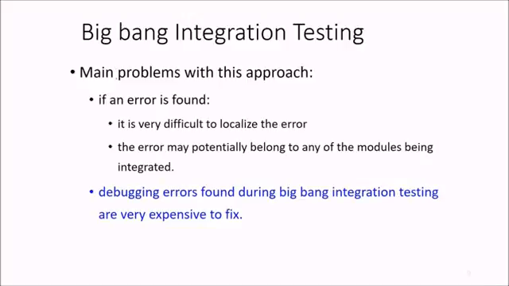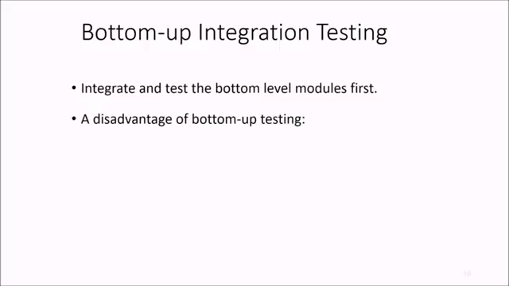And what were the problems? If an error is found, then the localization of the error, or finding the point of error, is very difficult. Once they are integrated, we cannot find which module exactly, or potentially from which modules this error might have been generated. And debugging errors which are found during big bang integration testing are quite expensive to fix. It will take a lot of effort, person months, to actually fix it.